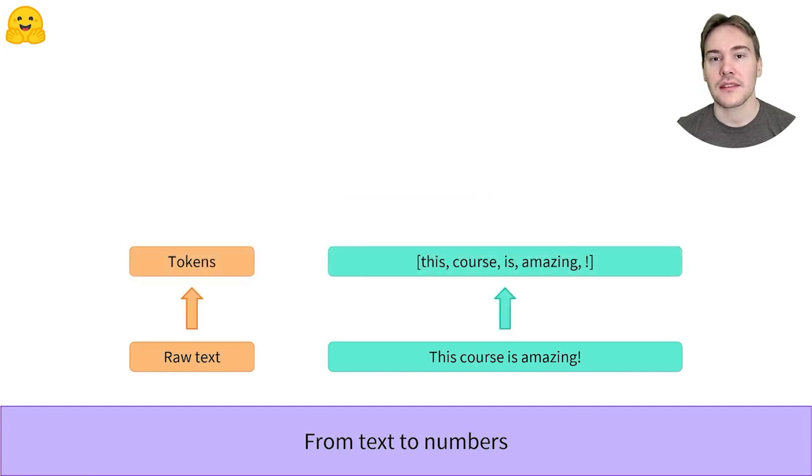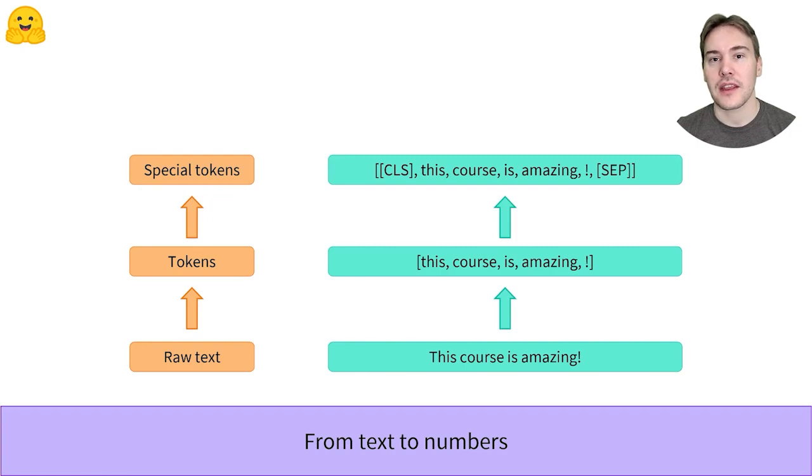First, the text is split into small chunks called tokens. They can be words, parts of words, or punctuation symbols. Then, the tokenizer will add some special tokens if the model expects them. Here, the model used expects a CLS token at the beginning and a SEP token at the end of the sentence to classify.